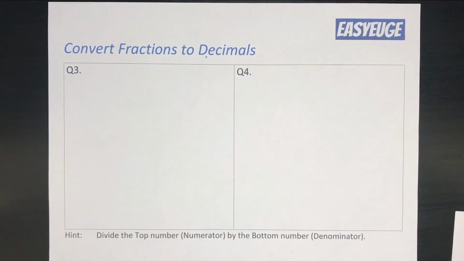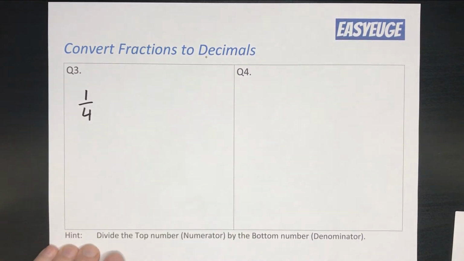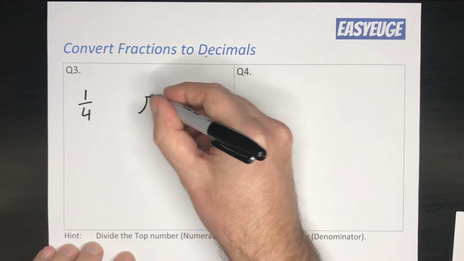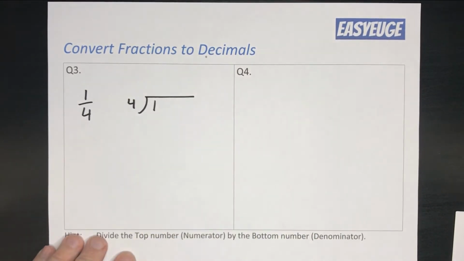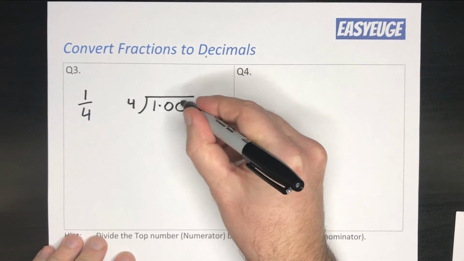Let's convert a quarter into a decimal. So 1/4 is 1 divided by 4. So now we know the method to convert into decimals. Let's do it. Let's write down the number 1 and we'll divide it by 4. And let's put in a few more zeros after the decimal point.